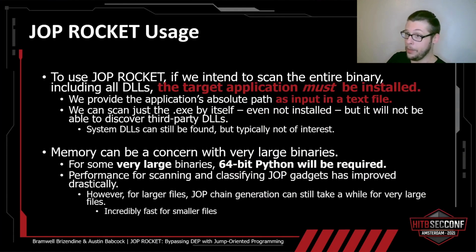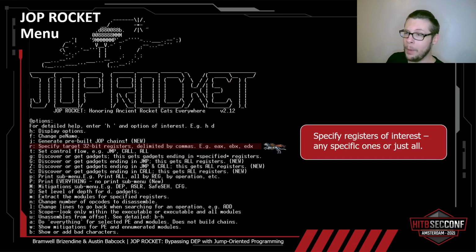Now, JOP ROCKET is a Python program, very modular. One thing I want to emphasize is that if you're going to go after a target application, have it installed and provide the absolute path as an input in a text file. That way you're able to enumerate all of the DLLs and find gadgets for those. Otherwise, if you do it just on the command line with the executable, you won't find all of those DLLs. And if you're doing a very large program like 100 megabytes, then you'll probably want to use 64-bit Python to avoid memory issues. So let's see how it works with the menu system.